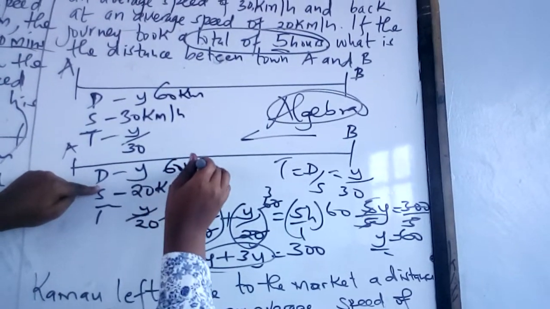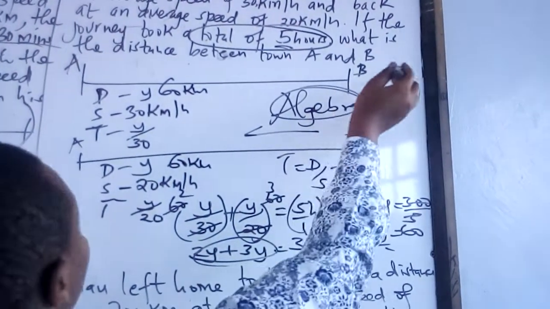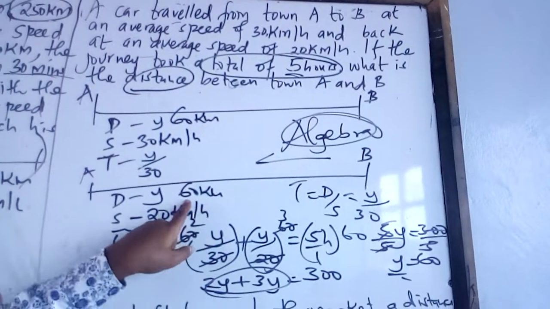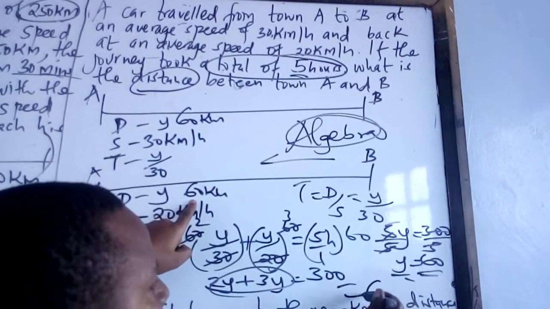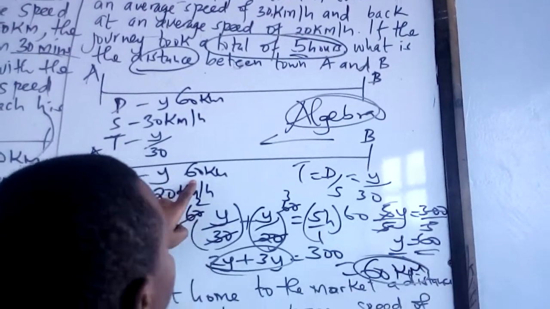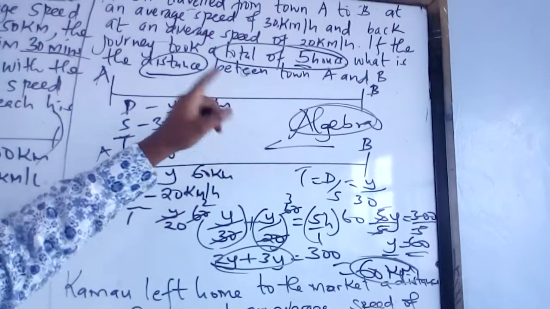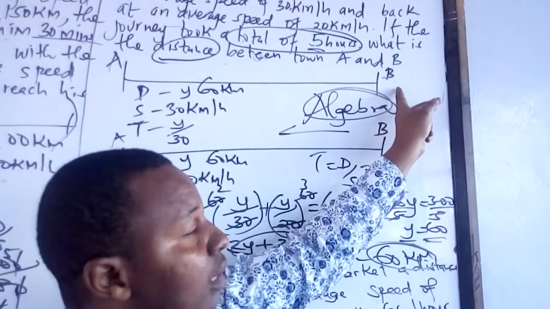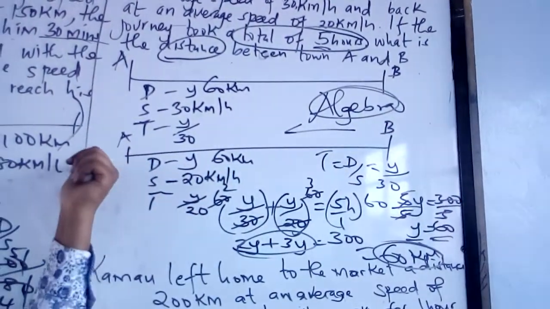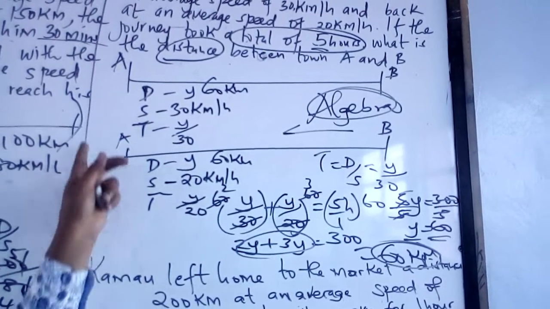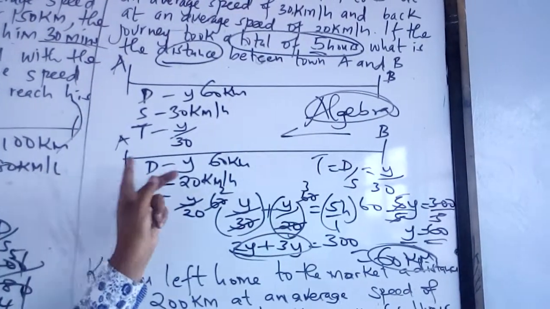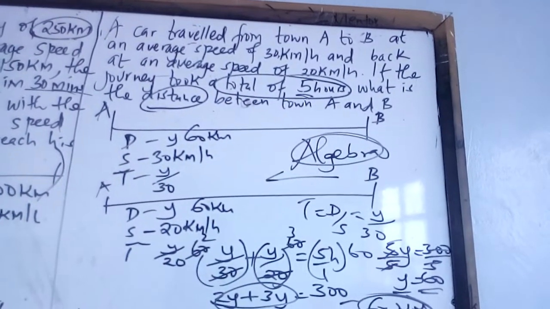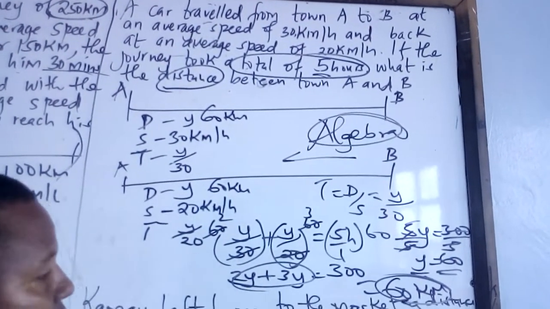What is the question? What is the distance between A and B? The distance between A and B is 60 kilometers. If the next time they are going to ask what was the total distance covered, there is 60 towards B and another 60 towards A. So it will be 60 plus 60. But at this point, they are asking the distance between the two. That's why the answer is 60.